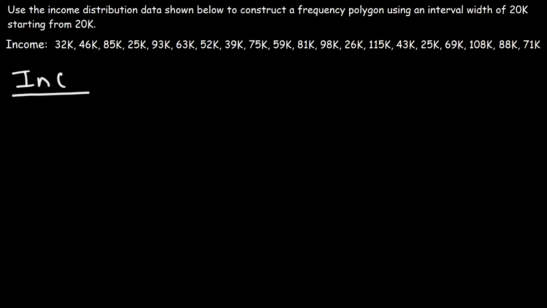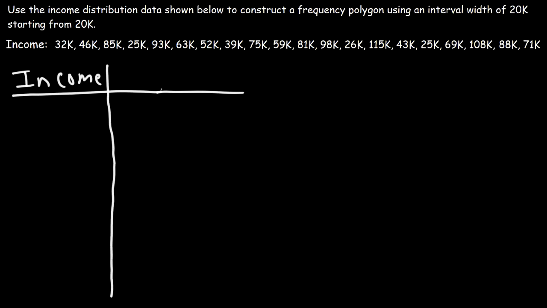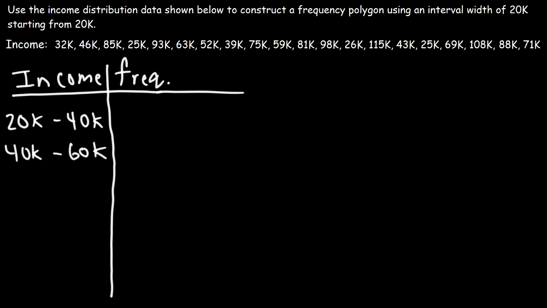In the first column, I'm going to put the income ranges. And in the second column, I'm going to write the frequency values that correspond to the income ranges. So the first range is going to start from 20k and it's going to go to 40k. Now the second range is going to go from 40k to 60k. Now you might be wondering, let's say if we have a value of 40k, does it fall in this range or in this one? Now the way we're going to define it is going to be like this.